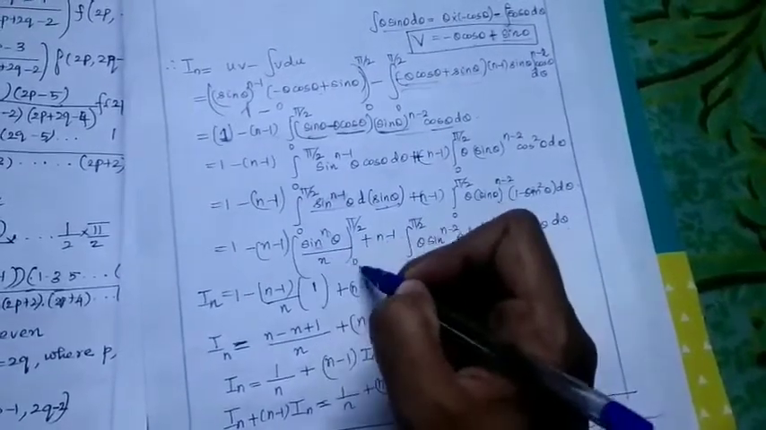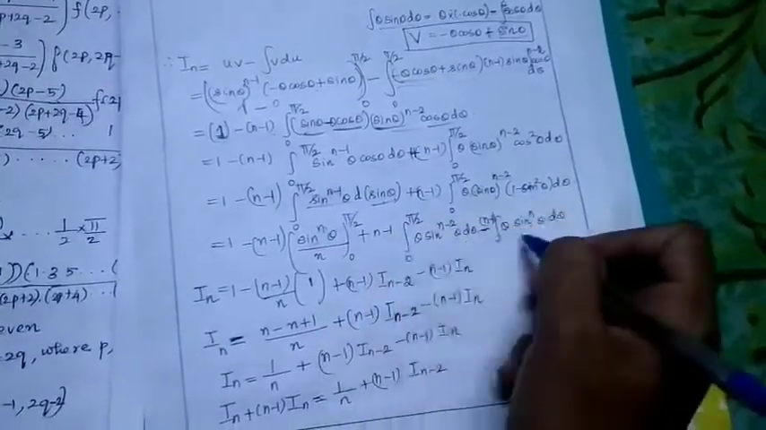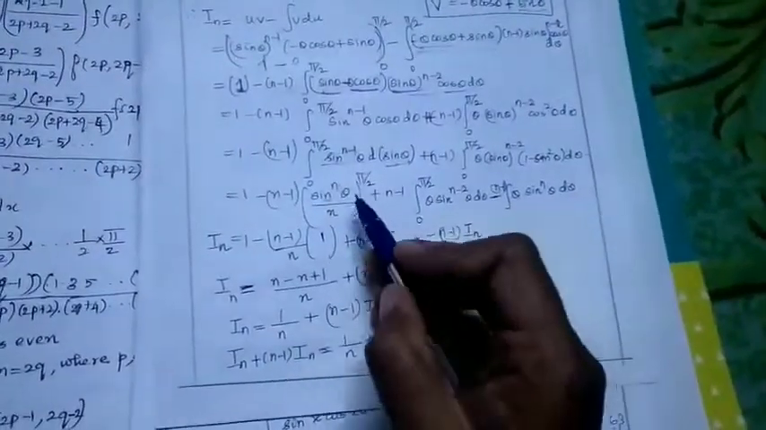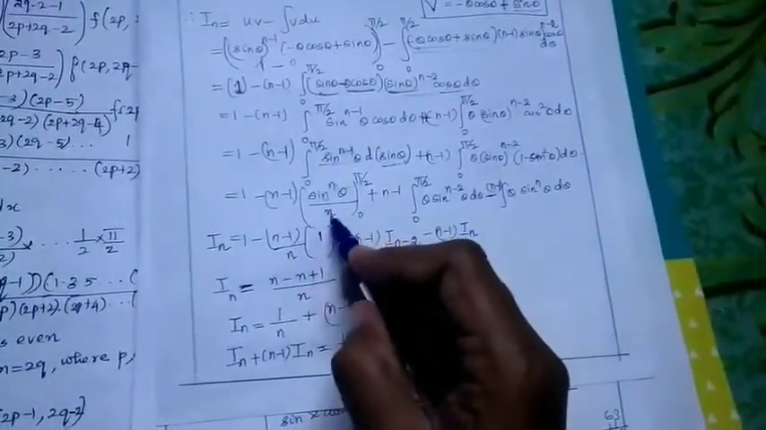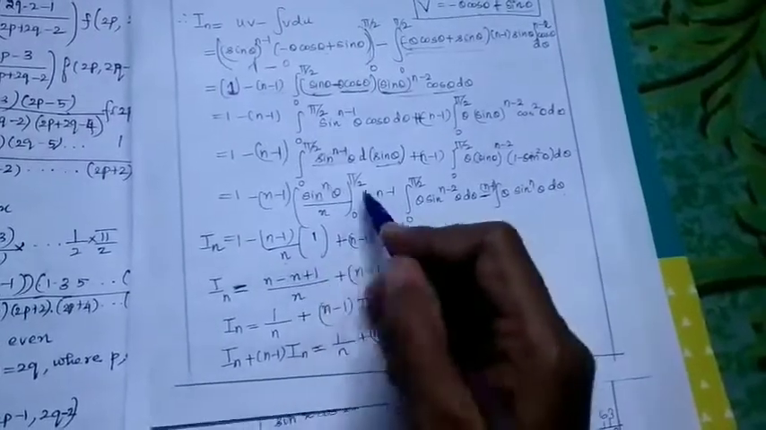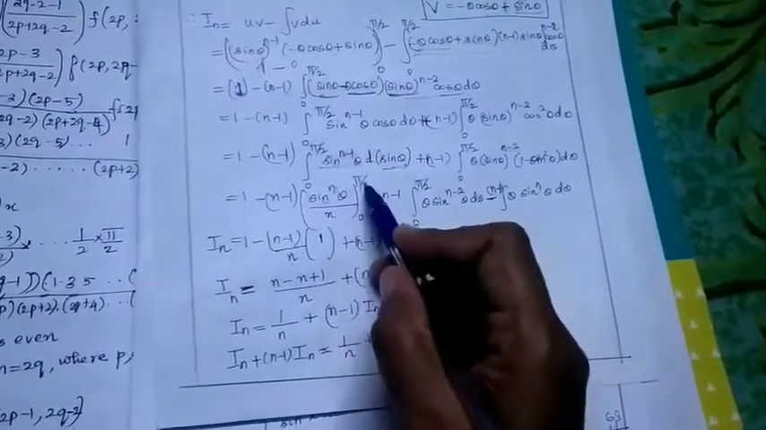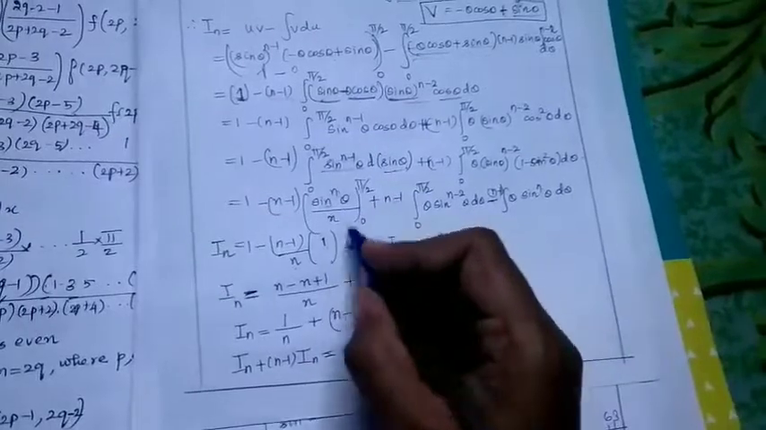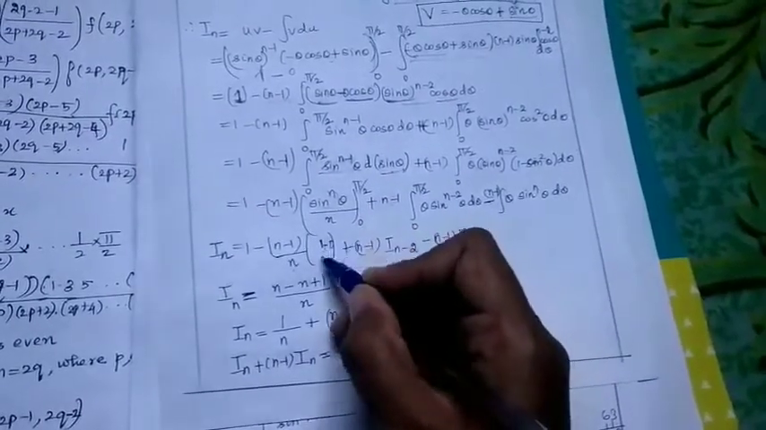Now you apply the limit 0 to pi by 2, plus the other term. So now you apply the limit, what do you get? Already we have n minus 1; this n is a constant, you can take that outside. Now you apply the upper limit. Sin pi by 2 value will be 1, sin 0 value will be 0. So 1 minus 0, that is 1 you will get, right?